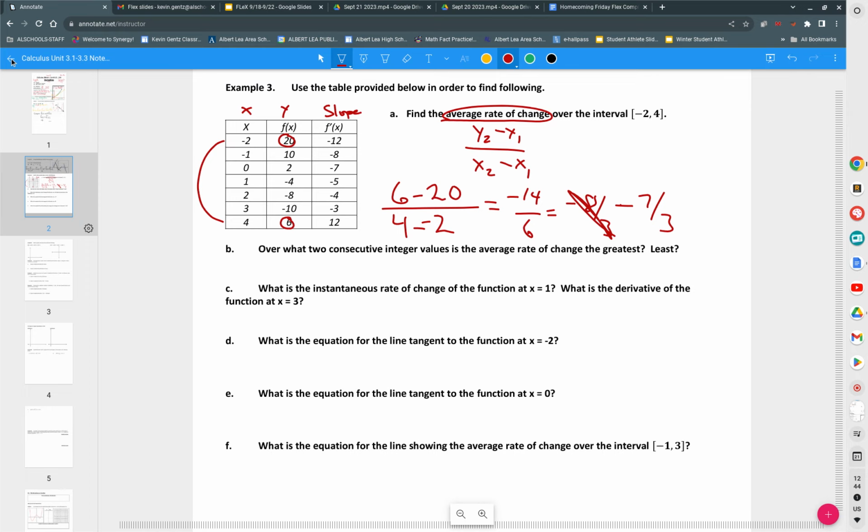I want you to talk to the person next to you over what two consecutive integers is the average rate of change the greatest, and over what two consecutive integers is the change the least. Talk to your peers, see if you can figure that out. Go, talk.